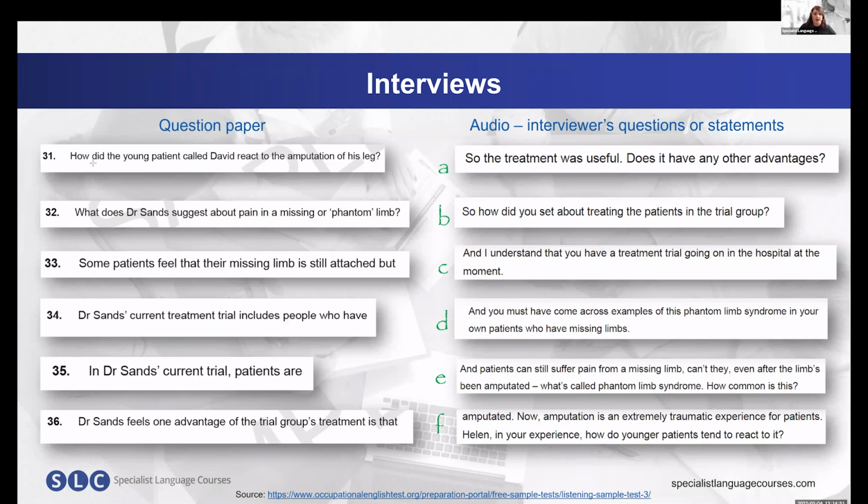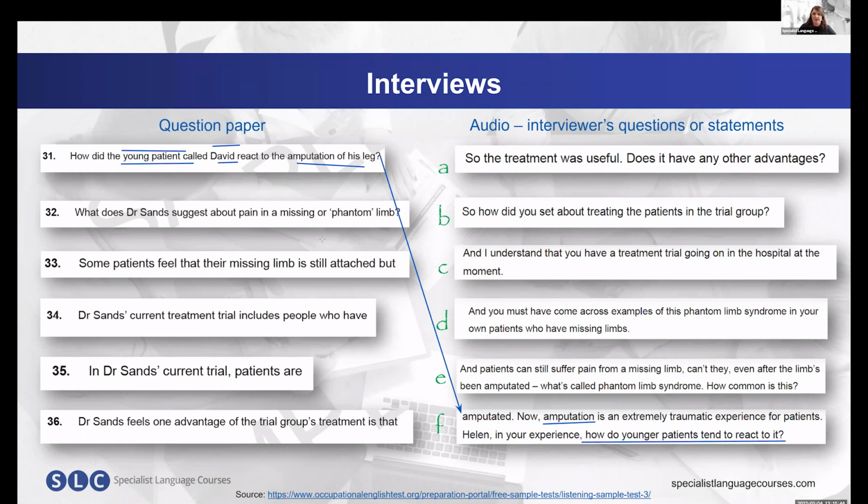So in number one, we need to look at some keywords. So we've got, how did the young patient called David react to the amputation of his leg? So we need to focus on what the interviewer asks about young patients, or what the interviewer asks specifically about David. If we scan through quickly, we can't see the name David here. So we're looking for information about a young patient. So if we come here, we can look at F. So here, how do younger patients tend to react to amputation? So we can match question 31 with this statement from the interviewer in F.